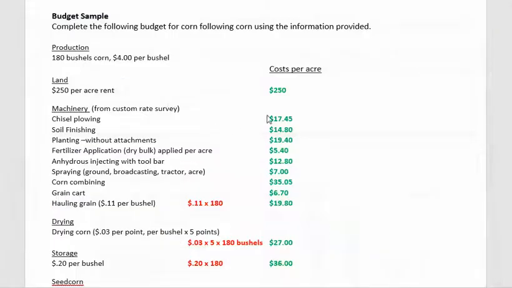So I'm going to leave it there and just tell you here's all the expenses that I found off the custom rate survey, and I added those in. I'm going to make everything on a cost per acre basis here so you can see that. Hauling grain, I gave you 11 cents a bushel. Well, on the per acre basis, I'm going to multiply it by 180 bushels. That's my production. 180 bushels per acre times 11 cents equals $19.80.